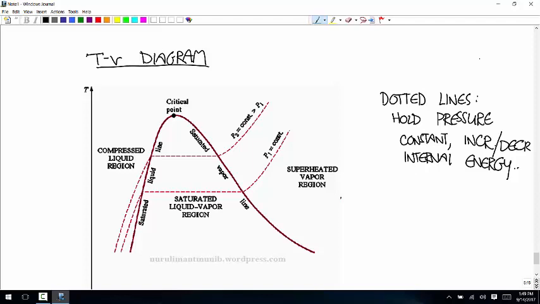And you can see the same features as on the other one. On this side, it's a saturated liquid, saturated vapor. There's the critical point. But one thing you see is that if you hold the pressure constant and add energy, you get a very steep increase in temperature without much change in specific volume. Okay, this is specific volume.